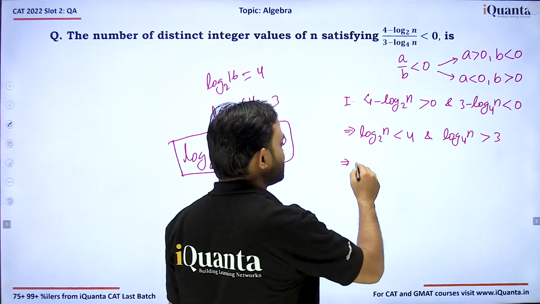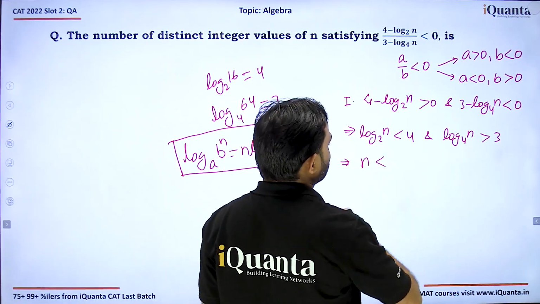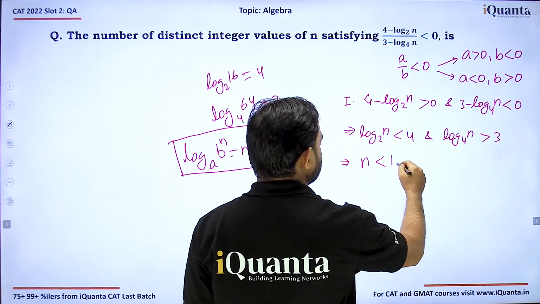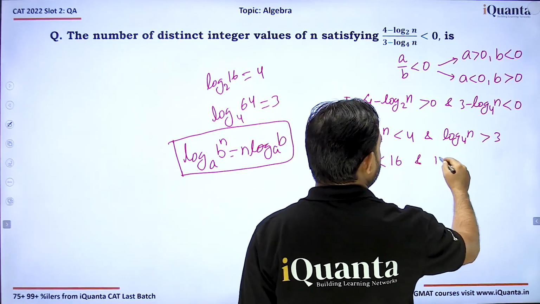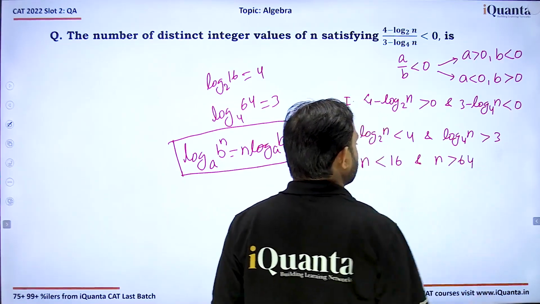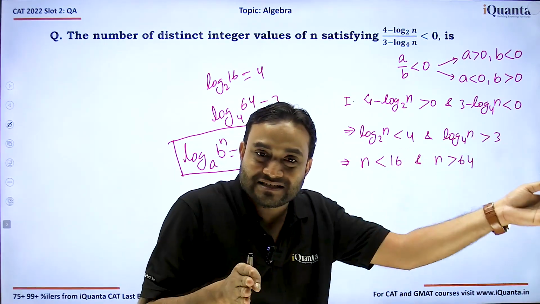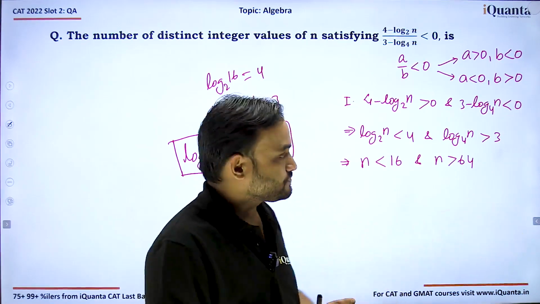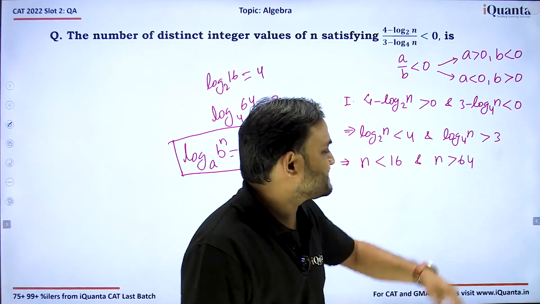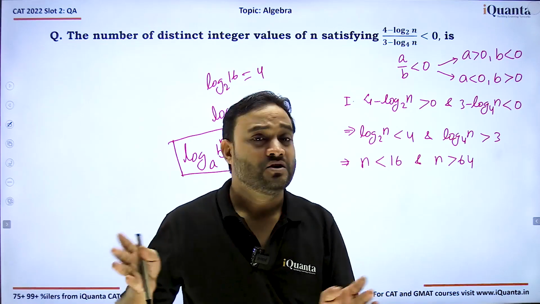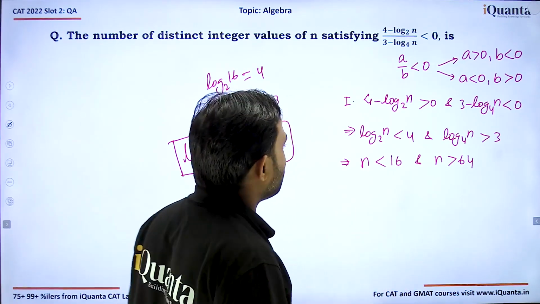So here very easily we can say n will be less than 16 and here we can say n will be greater than 64. Now there is no intersection here. One says n is less than 16, means 15, 14, 13. Here it says n is greater than 64, means 65, 66. So there is no common value of n here.